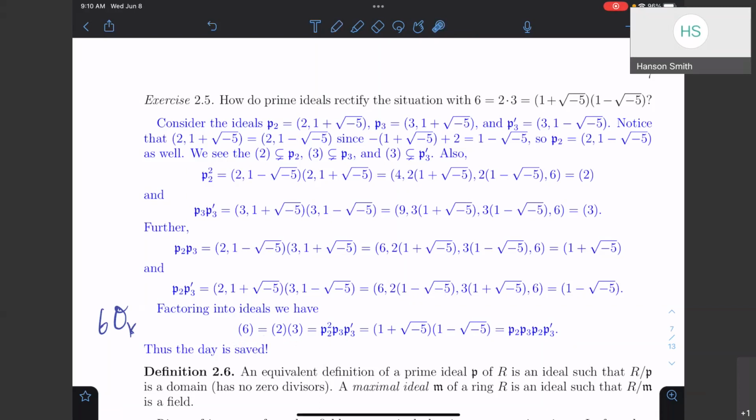So I have this factoring like this. I have 6 equals this product of 2 ideals, and I have these factoring like this, and we see, oh, those are actually the same ideal factorizations.